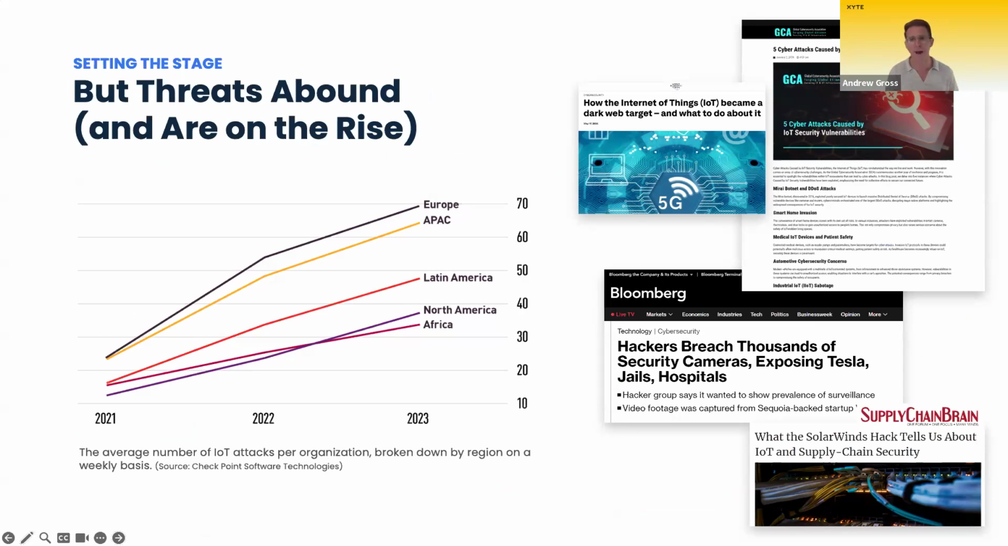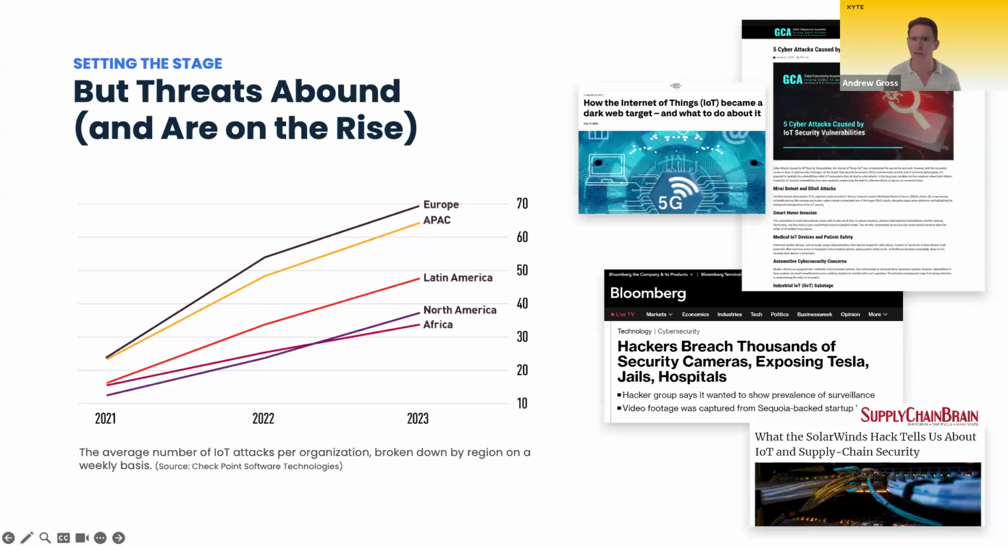So a quick explanation of the graph you're seeing here. Again, you can look at this later as we provide it as a follow-up. This graph is provided to us by Check Point. What you're looking at is the number of IoT attacks per week per organization.